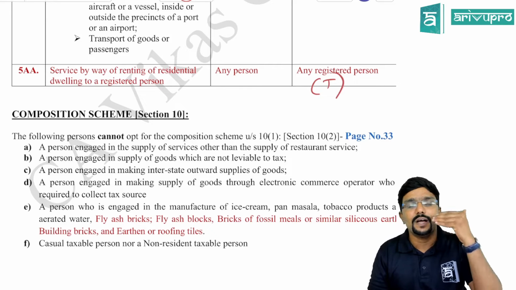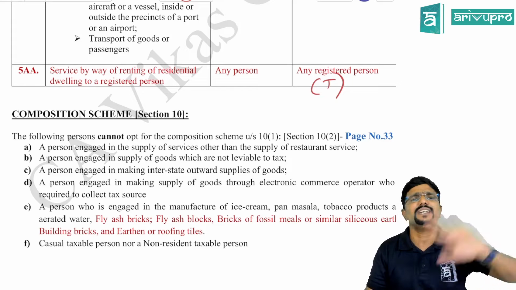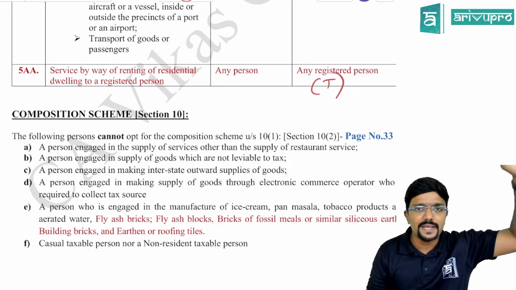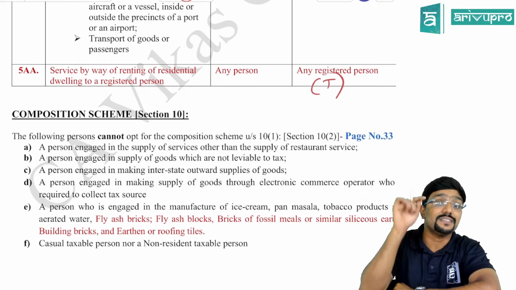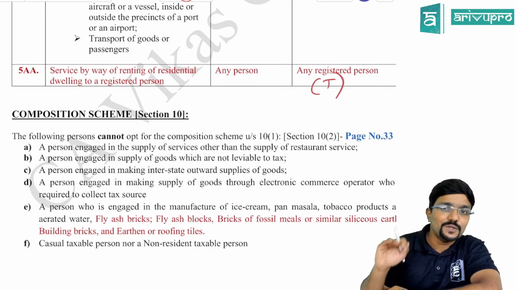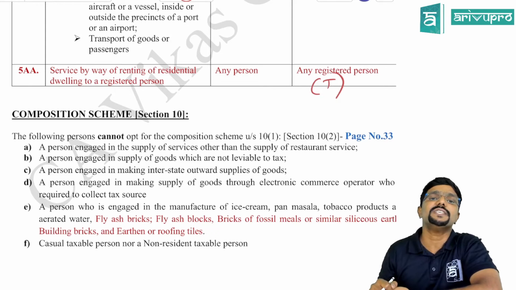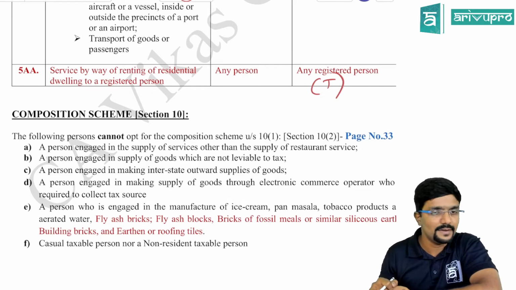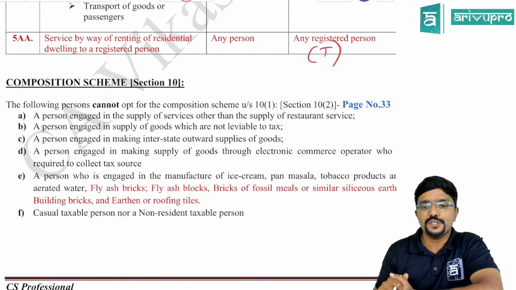Sir, what if the house is rented out for a residential purpose to an unregistered person? Then it is exempt. But if it is rented out to a registered person, meaning registered under what? GST. If the tenant is registered under GST, even though the property is rented out for residential purpose, still the tenant has to pay GST under reverse charge mechanism. Clear? Yes. Fine. The next change is with respect to composition scheme.